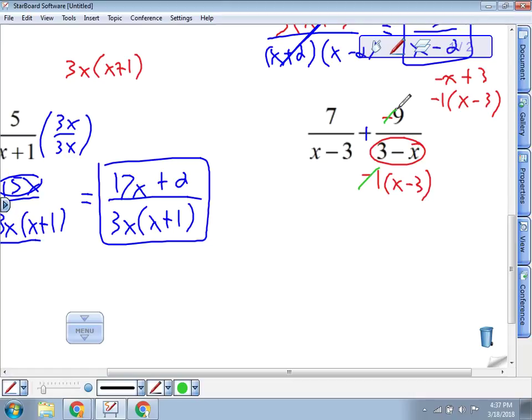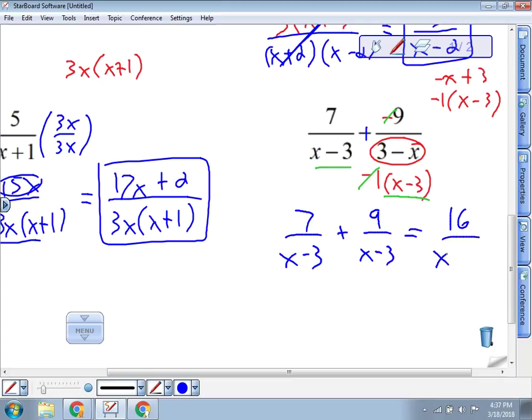So my common denominators are going to be the same. So I actually don't have to do anything to each side. So now I'm going to have 7 over x minus 3 plus 9 over x minus 3. So my final answer will just be 16 over x minus 3. There you go. All right. Again, these are keys. See, like that, you know it's going to become this. See how it cancels out. One more example for you.